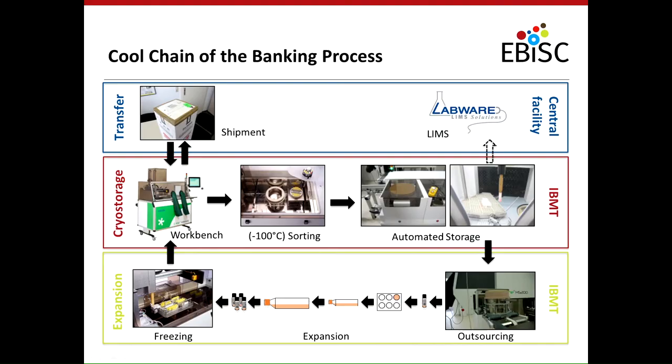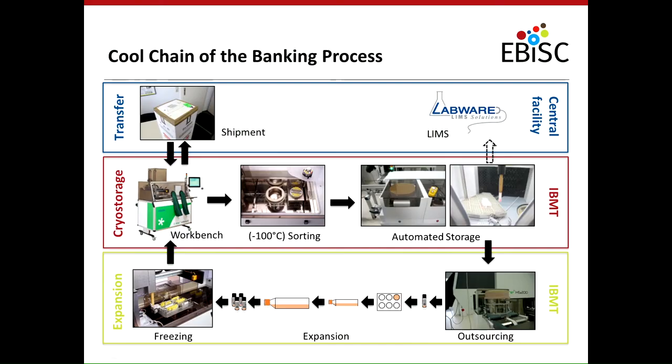That means, as mirror bank, we usually receive our samples from the central facility in a dry shipper. Then we have another technology, the so-called cryo workbench. This cryo workbench works on the same principle. You can cool down the complete workbench to -100 to -130 degrees. That means we receive the samples in a dry shipper and bring them directly into this cryo workbench. The samples are still cooled, and in this cryo workbench we can do the sorting. We can also, even in this cryo workbench, register the cells in our database and integrate them.